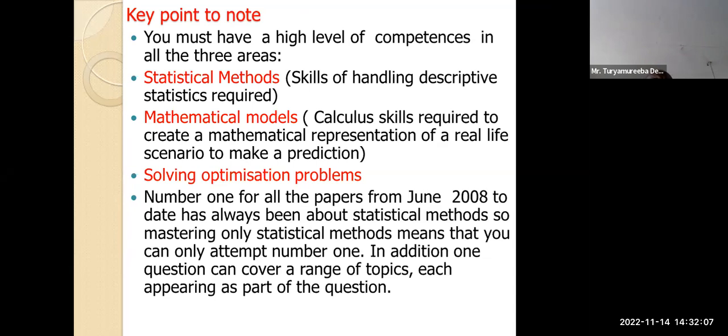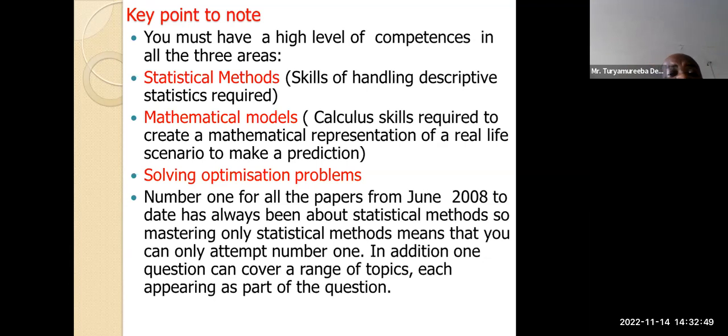I want to request that we now... you must have a high level of competencies in all the three. As long as you are a student of quantitative techniques, my dear friends, make sure those three areas in red, you have substantial knowledge, competencies, and skills on them before you enter the paper.